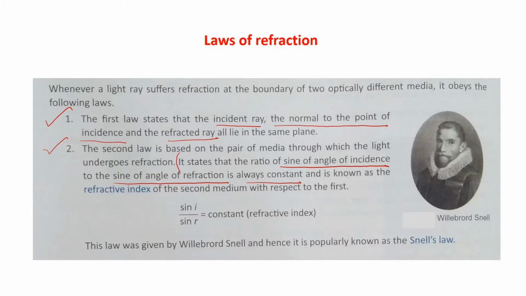Now what is sine of angle? It is a trigonometrical ratio of an angle. When you go to the higher class, then you will study about all these things. Here you just know it is a sine of angle of incidence and the sine of angle of refraction. This is having a particular value. If you find sine of angle of incidence by sine of angle of refraction, it will give you a constant. And that particular constant is known as refractive index.